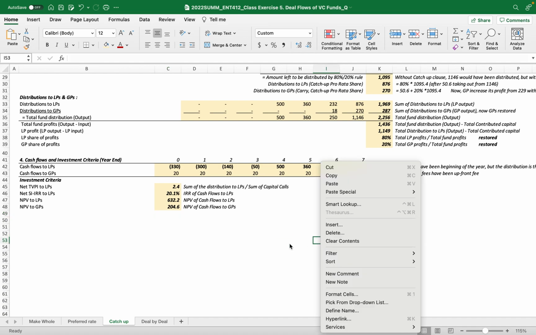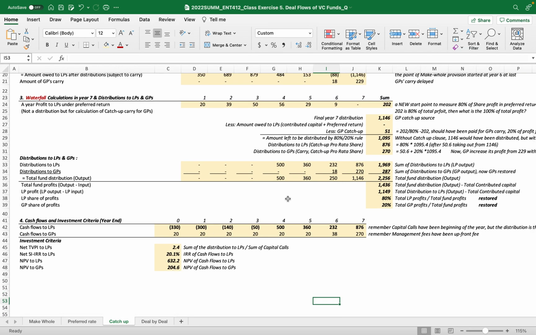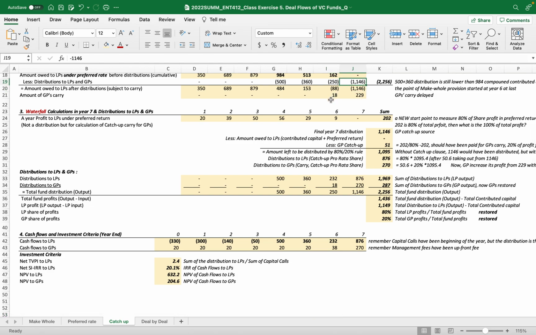Okay, again, the point of this exercise: how do we restore the 80% to 20% rule? If we apply the preferred rate, and that preferred rate of return doesn't consider the 20% carried interest, then we need to calculate the last year's distribution. We have to calculate the amount to distribute 80%, right, to the LPs. And then the leftover 20% must include this preferred rate of return as secured, this 202, right? So that we can make the 80%, 20% rule restored again.